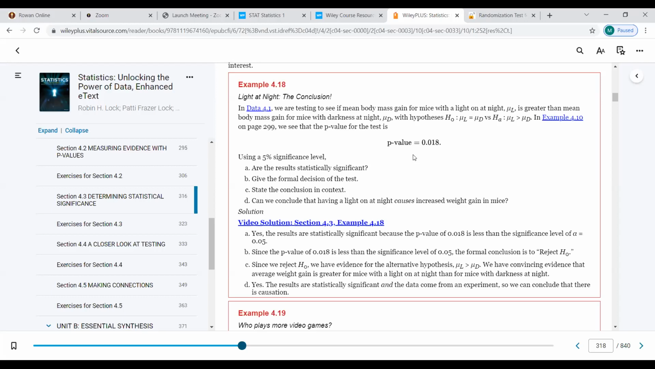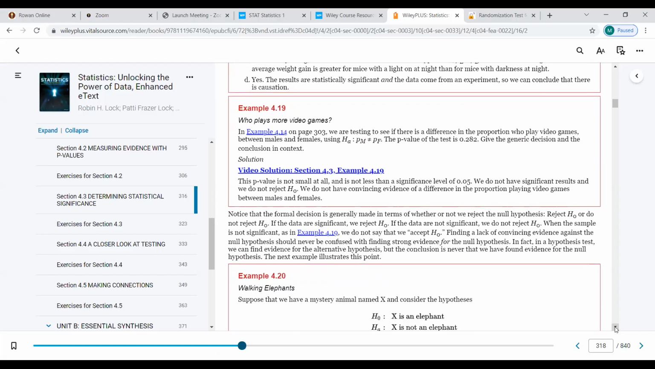So when you see a p-value that's really, really small, 0.001 or 0.00001, something like that, you can bet that that's going to be a rejection of the null hypothesis. All right, so thank you for that answer.